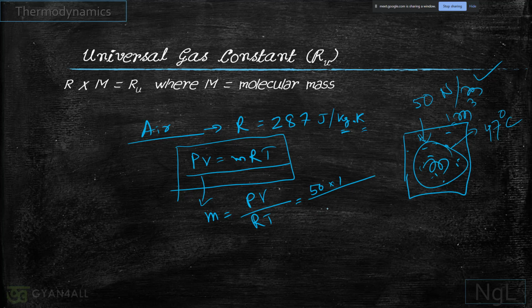Now below, I write R as 287 joule per kg per Kelvin multiplied by temperature. Temperature is 47 plus 273. As I told you in class, it should be in absolute temperature. So this is 320. So what will be the unit of mass?